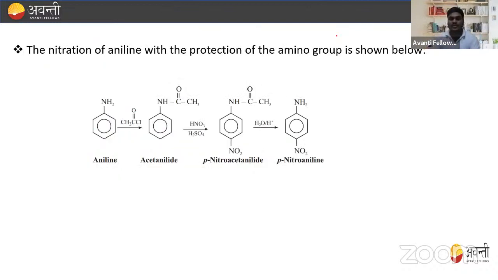So what is happening here now? First of all, the nitration of aniline is done with protection of the amino group as shown below. First you need to treat aniline with acetyl chloride, CH3COCl, then acetanilide is formed. After this, you have to treat with concentrated HNO3 and H2SO4, then para-nitroacetanilide will be formed.